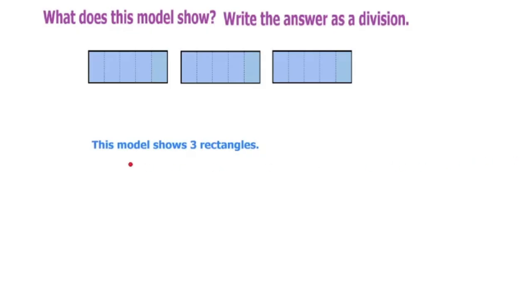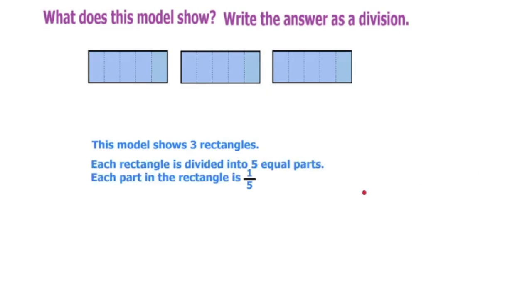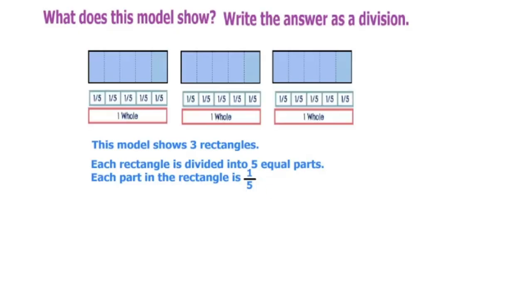So this model shows 3 rectangles. And each rectangle is divided into 5 equal parts, which is what we just saw. So each part in the rectangle is 1/5, right? So we could see that with these fraction strips, right? So 1/5, 1/5, 1/5, 1/5, 1/5, and this is one whole, right? And all 3 of them are divided up that way.